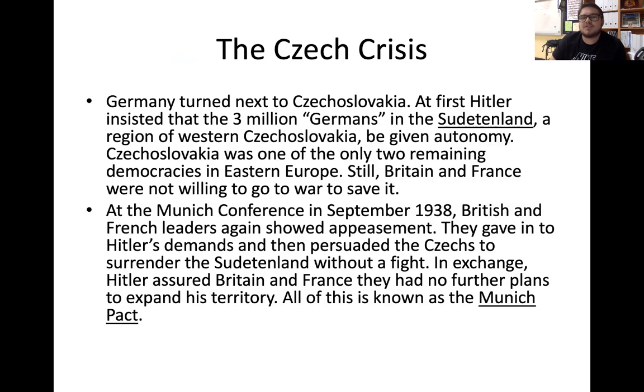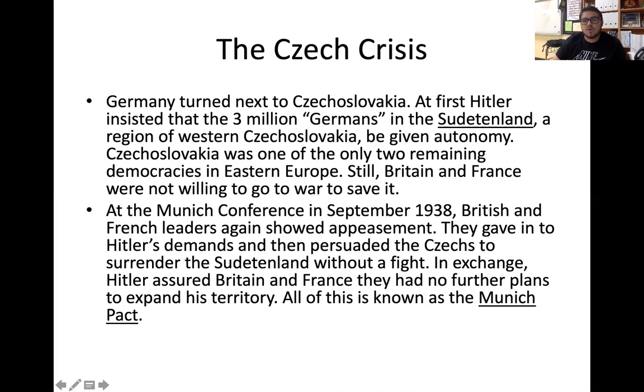Now, the Czech crisis. Germany turned next to Czechoslovakia. At first, Hitler insisted that the 3 million Germans in the Sudetenland, a region of Western Czechoslovakia, be given autonomy, right? So, like we talked about before, the Germanic language is going to be something that goes beyond the border of Germany. So, for example, Spanish, right? A lot of people speak Spanish outside of Spain, because it's a common language. He's going to try to justify saying, hey, those 3 million people right next to Germany that speak German are Germans, when in reality, they're not, right? But he's going to view this as an opportunity for him to start taking more land. This is his excuse to do it, right? So he's going to do this to Czechoslovakia.